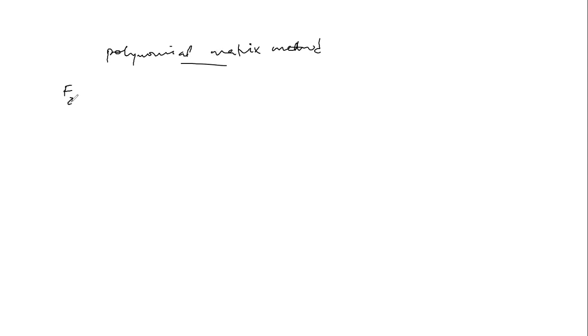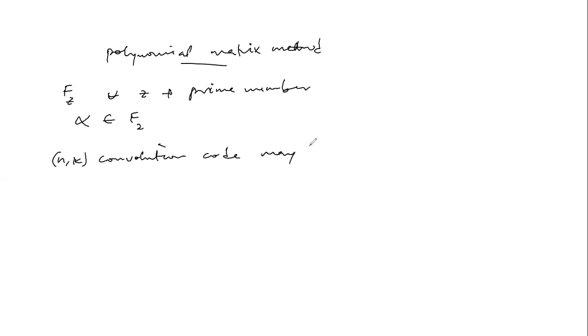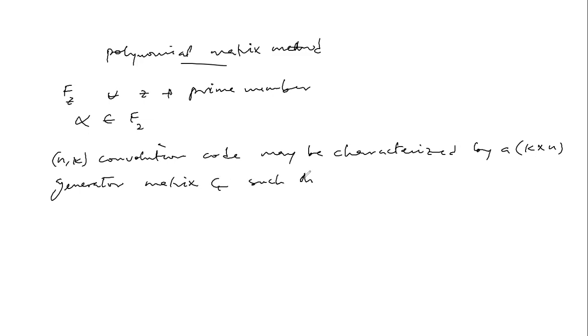So if we are given a field, say F sub z, for which z is a prime number, and that the input alphabets are identified with a finite field, say they are elements of a finite field, say F sub 2, then an (n, k) convolution code may be characterized by a k by n generator matrix, which is G, such that the entries G sub ij are polynomials over the field F sub 2.